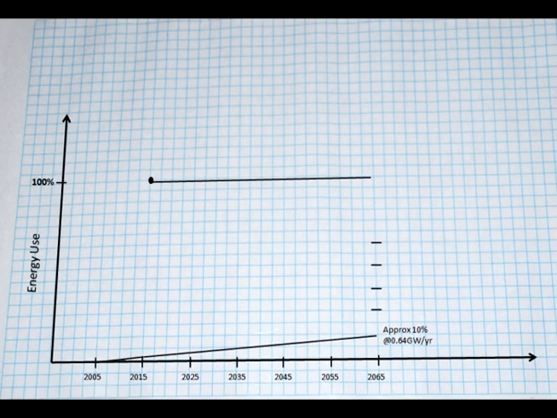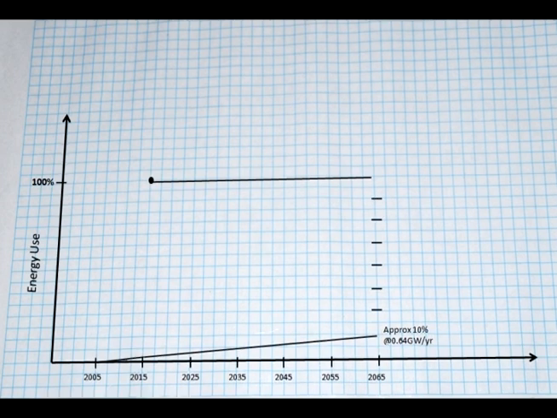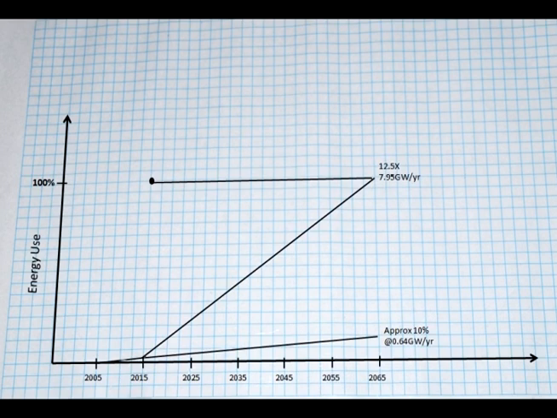So I've put in a number of little markers just to indicate increasing increments of the energy required. And so I'll put in a new projection line to indicate where we'd need to go if we were to linearly increase our energy supply between now and 2065 to achieve the same amount of energy consumption as what we had in 2015. And as you can see that I've marked there, it requires 12.5 times the rate of renewable installation, and that equates to about 7.95 gigawatts per year.